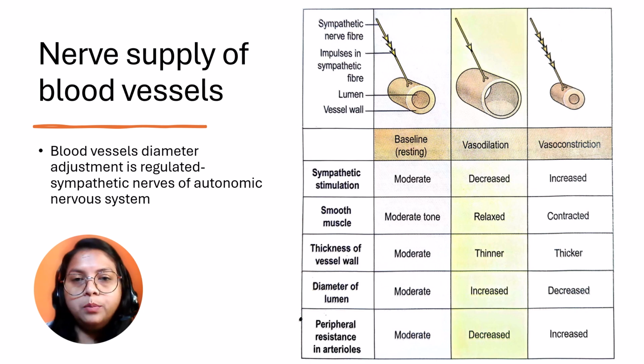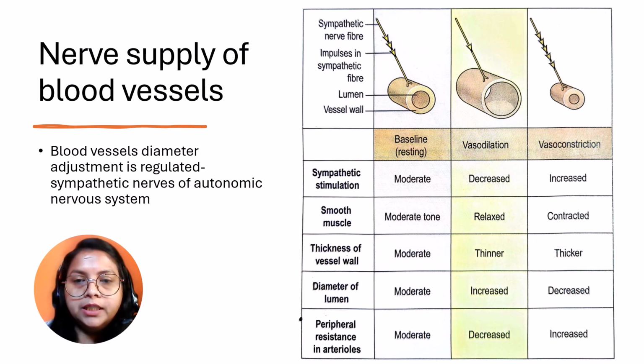The diameter of a blood vessel is regulated by the autonomic nervous system, particularly the sympathetic nervous system. This regulation ensures the appropriate distribution of blood flow and dynamic maintenance of blood pressure according to the body's physiological needs. Also, let's talk about blood vessel states. There are three states of blood vessel: baseline, vasodilation and vasoconstriction. The baseline state is also called the resting state.